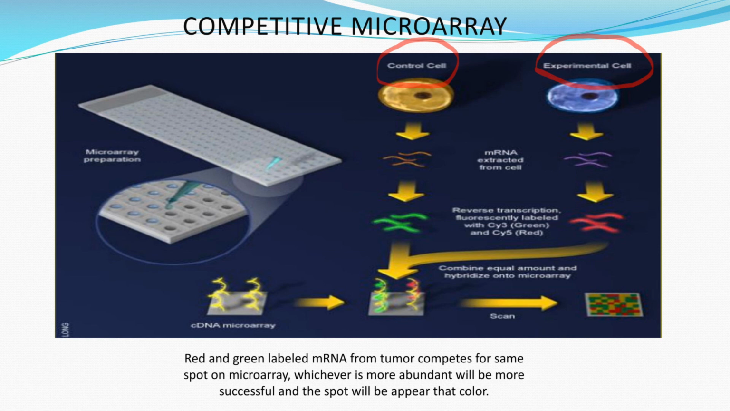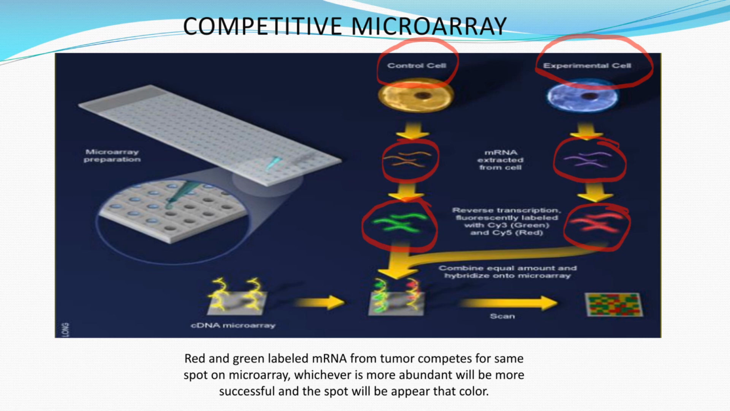Suppose the patient is having melanoma of the right thigh, the control can be taken from the skin of the left thigh, shoulder, axilla, or anywhere else. Then we extract mRNA from the patient as well as the normal person, and add the red fluorescent dye to the experimental patient cells, and the green dye to the normal or control sample.